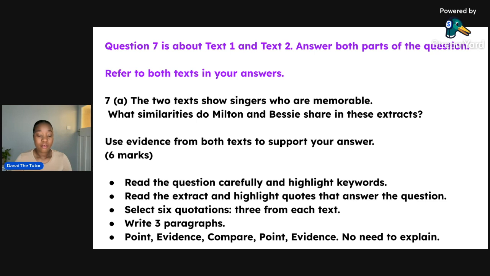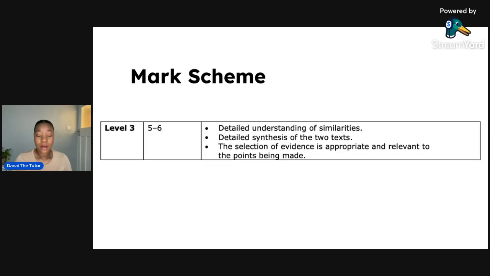Write 3 paragraphs, and your paragraphs need to be structured in the following way: point, evidence, compare, point, evidence. There is no need to explain, okay? You do not need to explain anything for this question. It's worth 6 marks, okay? And I'm going to show you now a full response to this question. The mark scheme, okay, is as shown on the screen there.